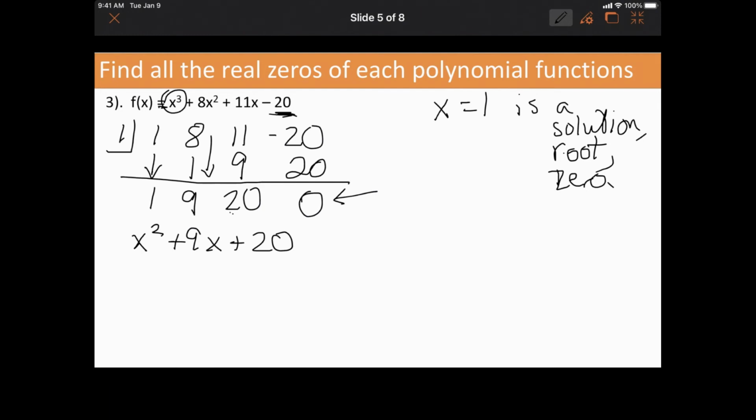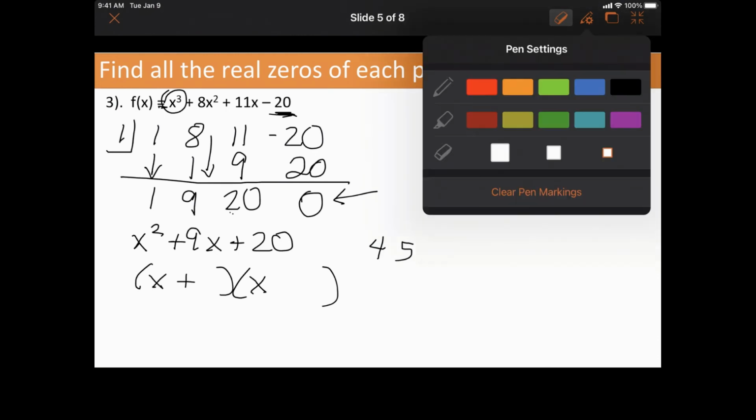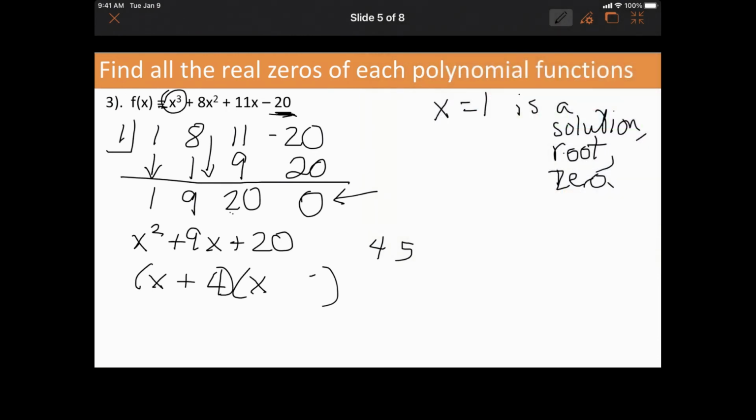So when you do this, then you say, okay, can I factor this? Yes, I can. Factors of 20 are 4 and 5. And 4 and 5 is 9 when you add them, and 20. So it has to equal 0, because we're talking about x-intercepts. So x equals -4, and x equals -5.